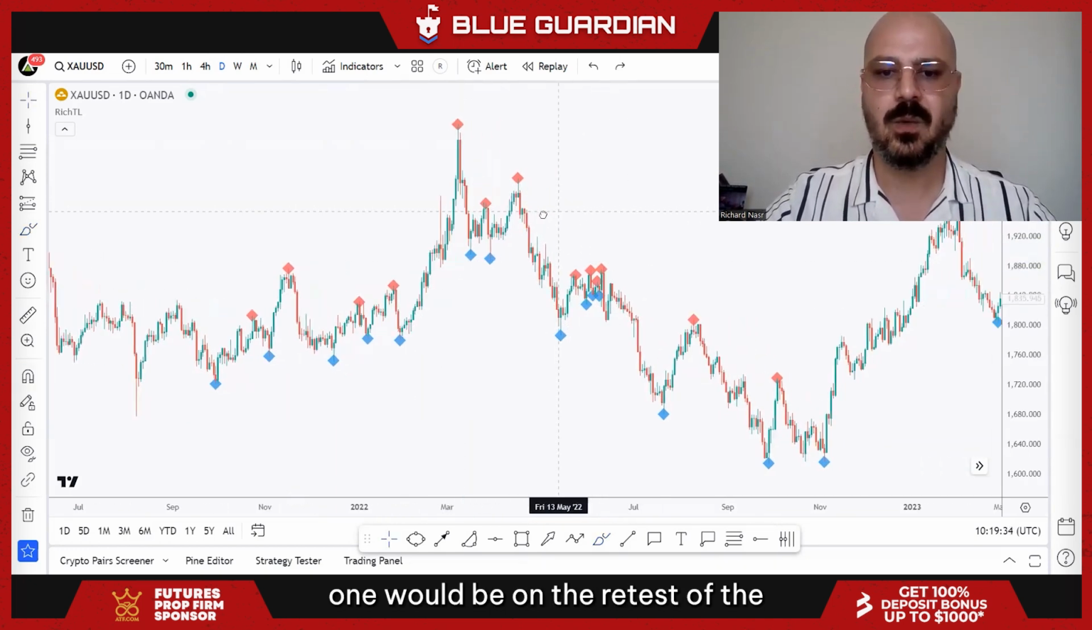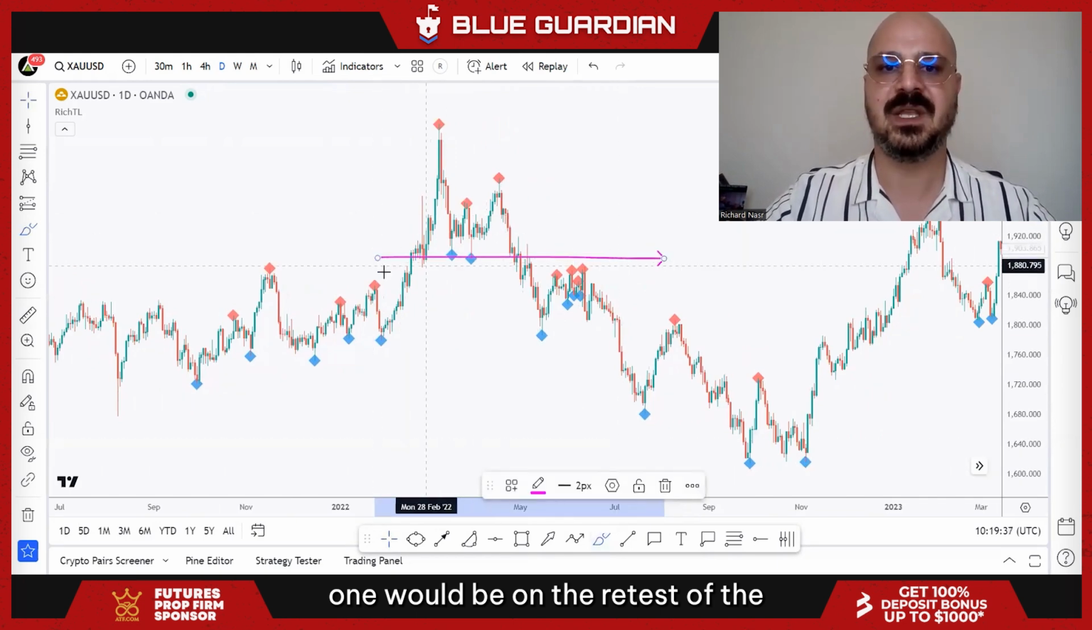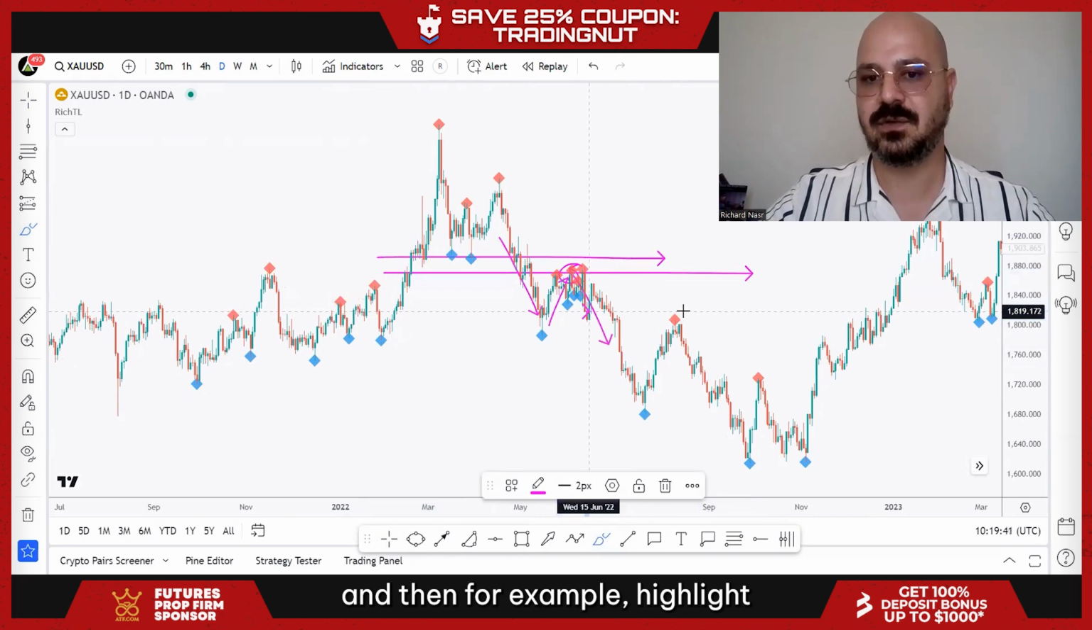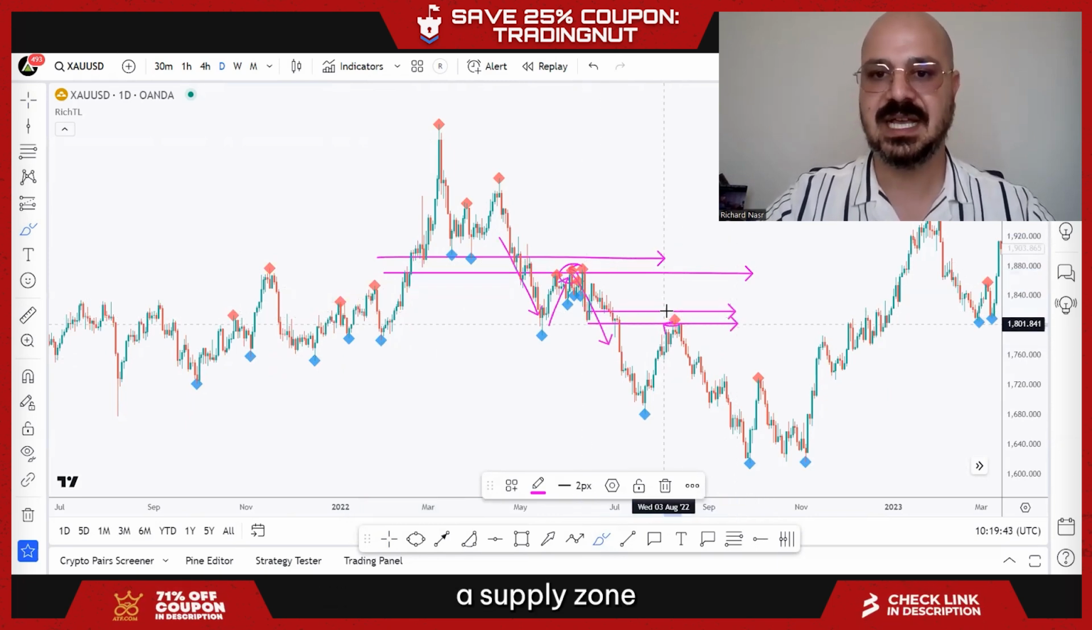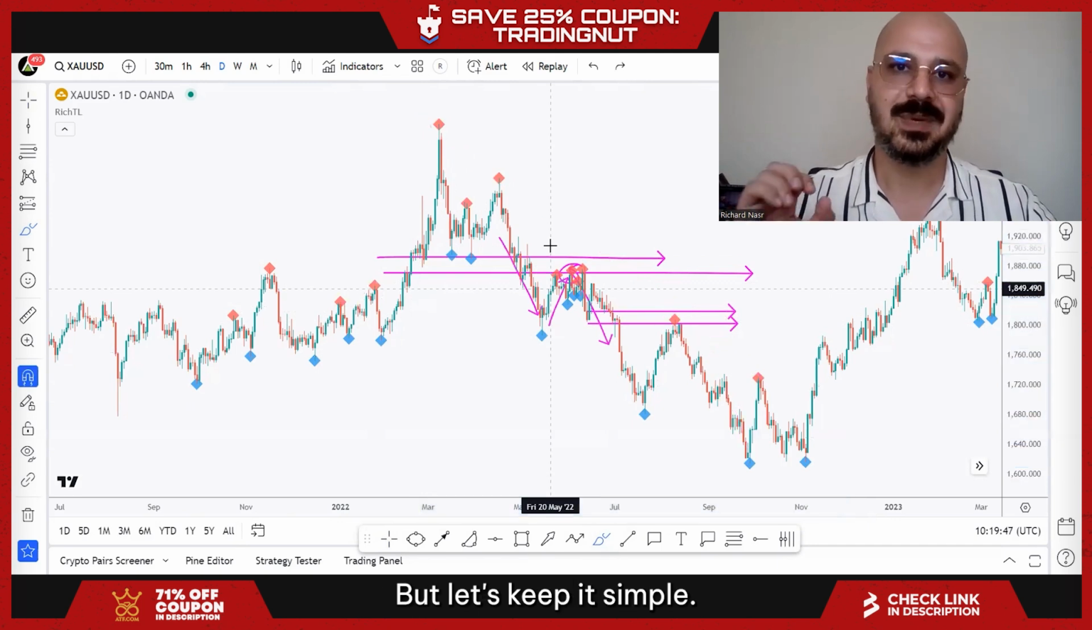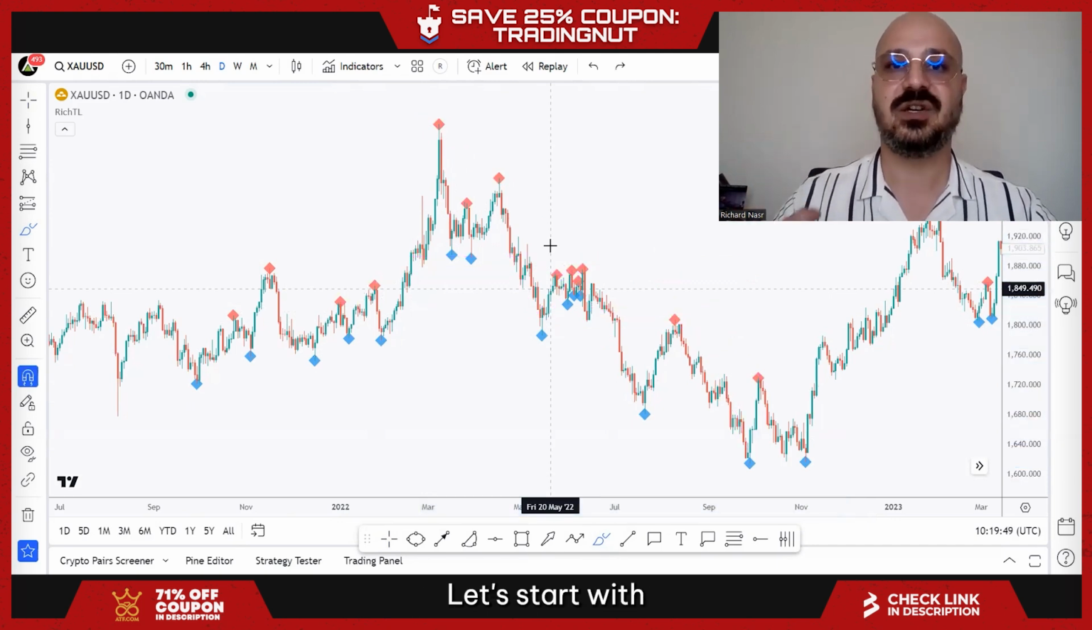A very basic one would be, on the retest of the low being broken, you can start to look for shorts and then, for example, highlight a supply zone and then look for a trend following short. You can also go for trend lines, whatever, but let's keep it simple. Let's start with the basics.